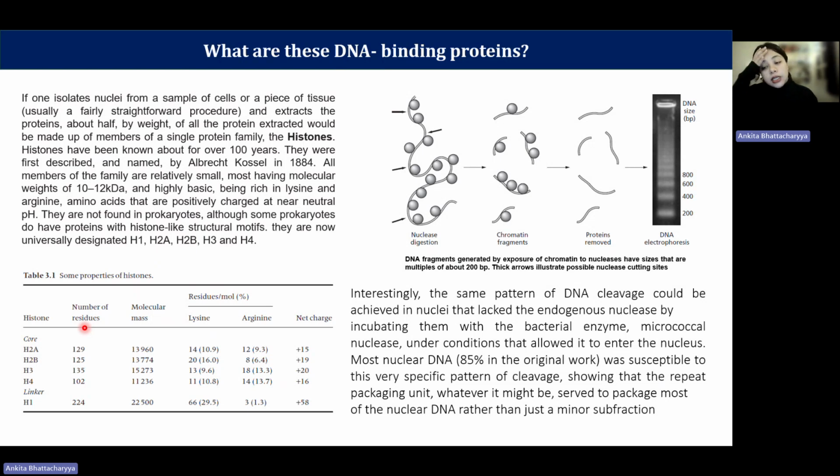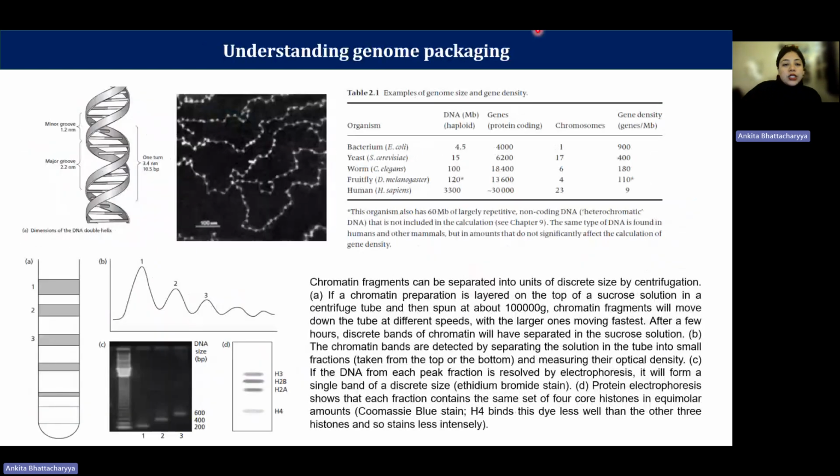Now, most nuclear DNA, approximately 85% of nuclear DNA, is susceptible to this pattern of cleavage, showing that the repeated packaging unit is actually this nucleosome. Now, what exactly do we mean by this nucleosome? The earliest studies observed DNA under the microscope as a beads on a string sort of structure, like a pearl necklace, and there are many different names for it.